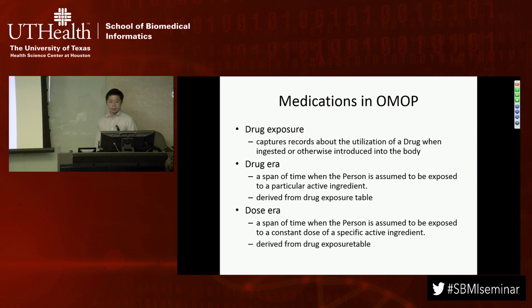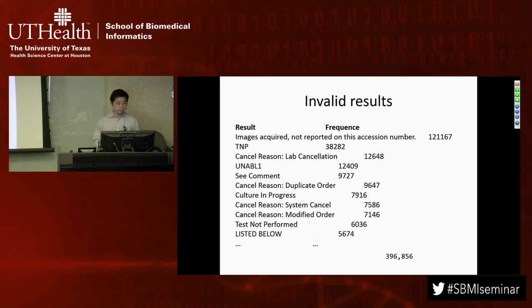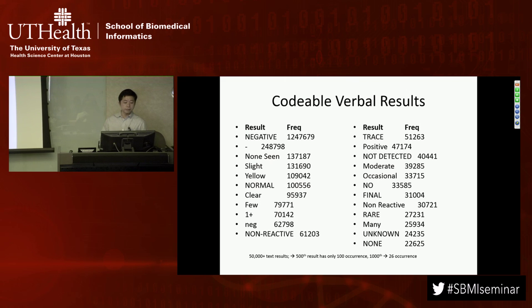So I'm going to start to... Before you go on, can you help me understand how you differentiate between codable, verbal, and invalid? For example, if you go one slide back, it seems that culture in progress is a pretty meaningful result. Similarly, if you go one slide forward, negative, none seen, and so on, seem qualitatively similar. Culture in progress is a valid state of culture. So why would that be invalid?